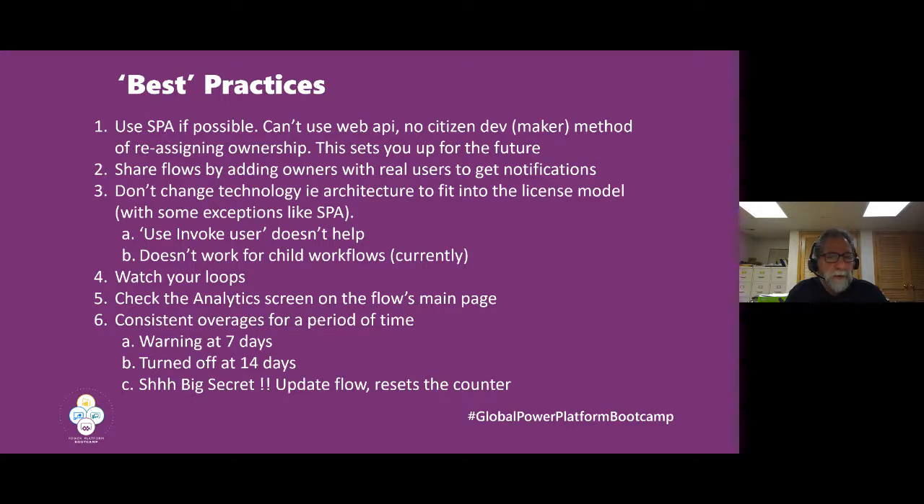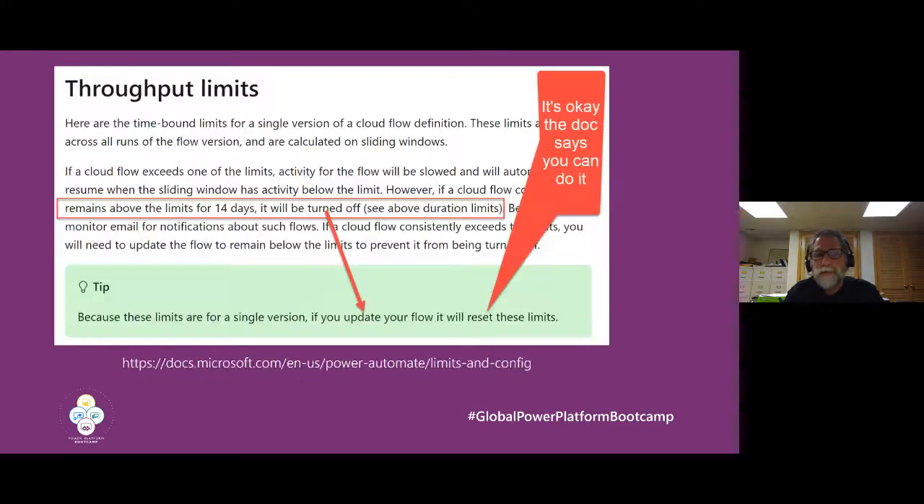As in number 6, I'll recap what I said about the warning at 7 days, turned off at 14 days. And I'm going to let you in on a big secret, but actually it's not a secret because it's on their docs page: if the flow is updated at any time during the 14-day period, it resets the counter. I'm going to show you a flow that I put together that you could use as a starting point to do this within your organization. So if on day number 2 the flow is modified, the counter starts again. Nice little workaround. It is kind of a hack, but it's something that you could use.